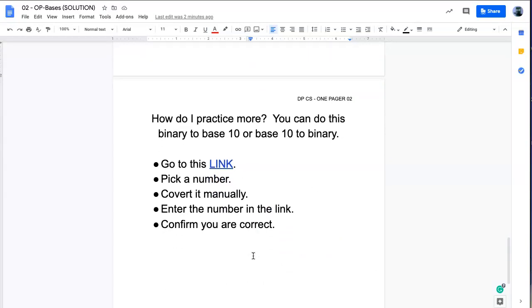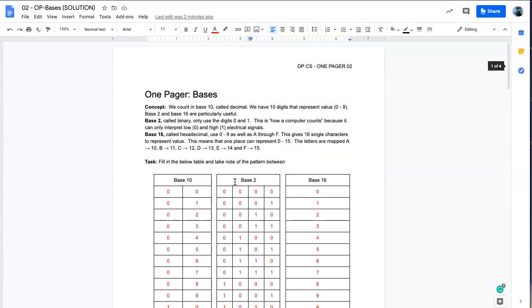So this takes practice, and this was a really quick explanation. Again, this is a one-pager where I've done some lessons with my class and talked about it. And how do you practice more? You can do binary to base 10 or base 10 to binary. So go to the link, pick a number, convert it manually, enter the number in the link, and confirm you're correct. That's the best way to do it. Alternately, you could write a program to do the conversion, because by writing a program, it's really going to drive in that understanding.